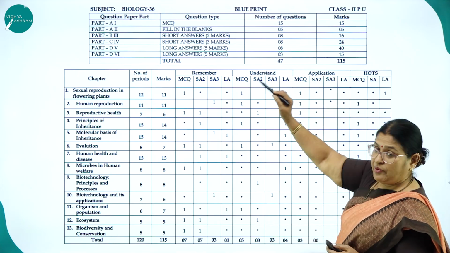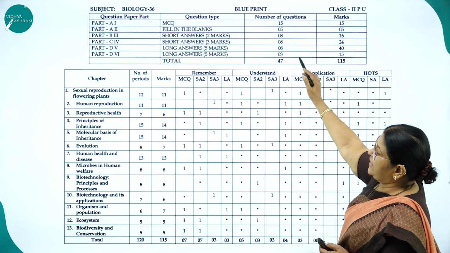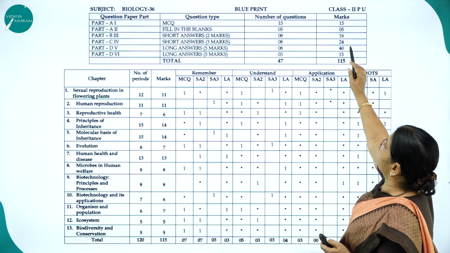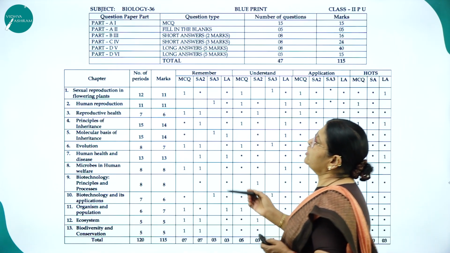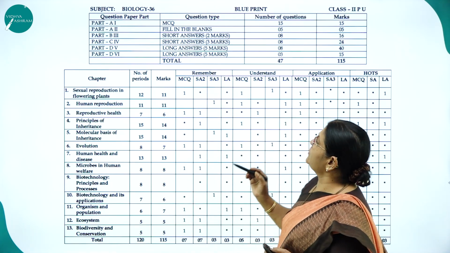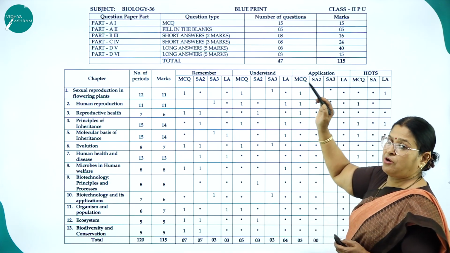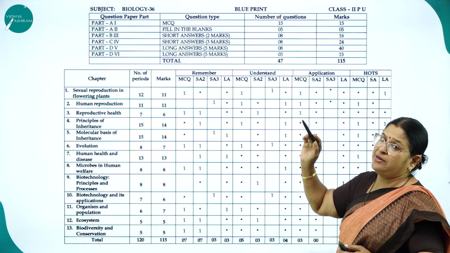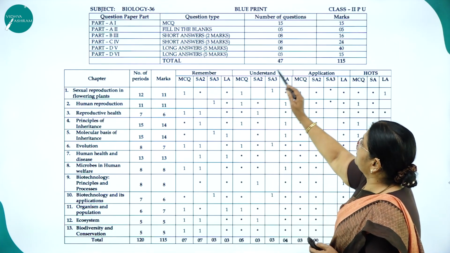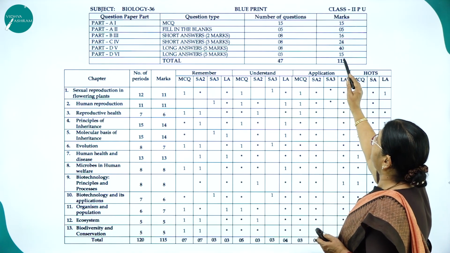So Part A1, 15, Part A2, 5, Part B, 8, Part C, 8. That is 15, 5, 16 and 24 marks. Moving on to Part D, the 5th main, that is long answers for 5 marker questions. You will have around 8 questions in the question paper. The weightage of marks for 8 will be 40, because it is 5 marker questions. And in Part D, long answers, 5 marker questions, 3 questions appear in the question paper and the weightage of marks is 15.